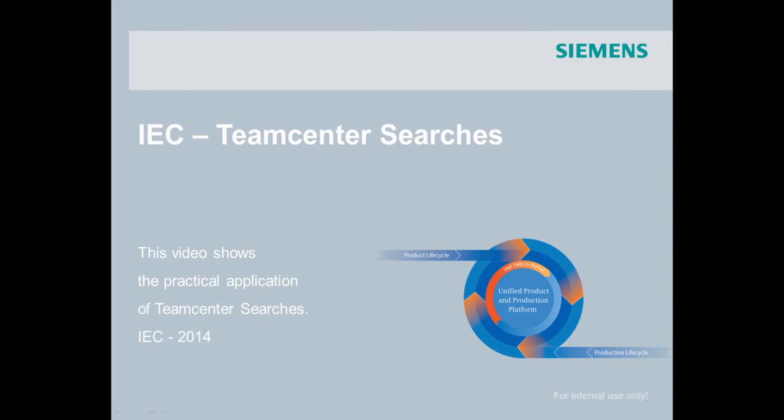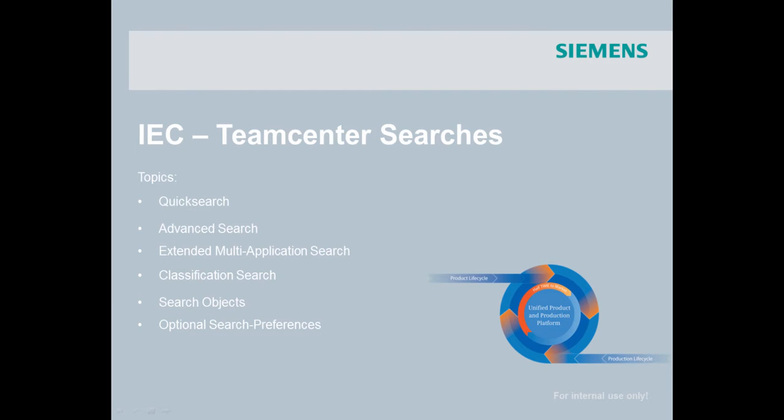The following video is aimed at all users who search for objects in Teamcenter for further use in the PLM process. It shows the practical application of the various searches in Teamcenter. The following search methods are presented to you: the quick search, the advanced search, the extended multi-application search, the classification search, and search objects. Concluding, you will learn more about preferences of Teamcenter searches.